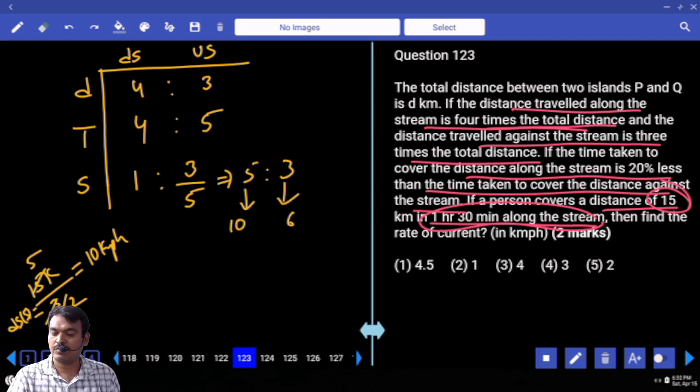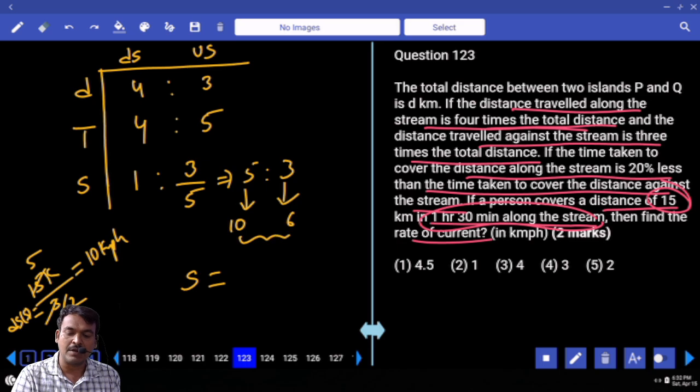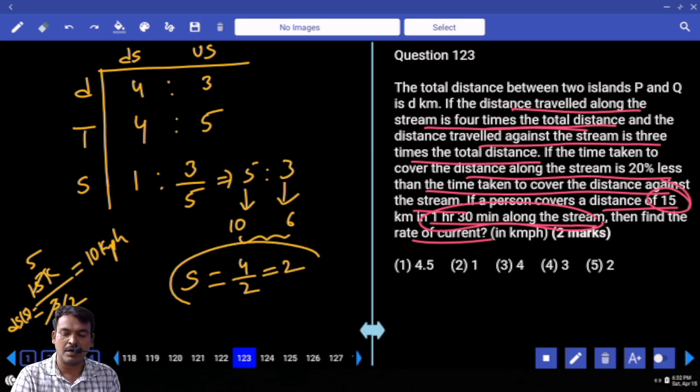But which one do we require? Speed of the current, the S value. Subtracting by 2 or adding by 2? Subtracting by 2, means 4 by 2. 4 by 2 means 2 kilometers per hour.